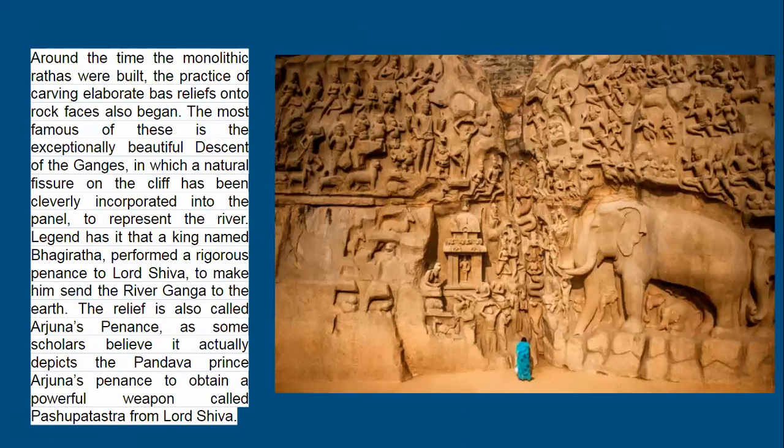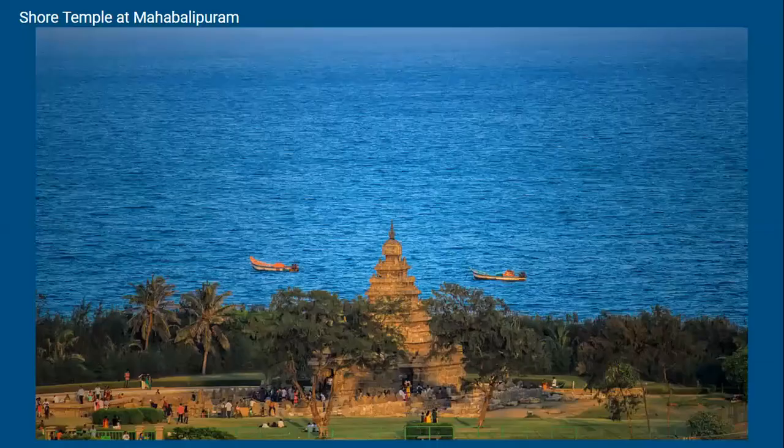And this is the beautiful carving over here. We have seen this in the previous session. That is, there is a dispute between the historians. Some say it is Arjuna's penance to obtain a powerful weapon from Shiva, and some say it's the beautiful descent of river Ganga. So we exactly don't know, but yes, there's a beautiful carving at the Rathas at Mahabalipuram. Okay, so this is the second group.